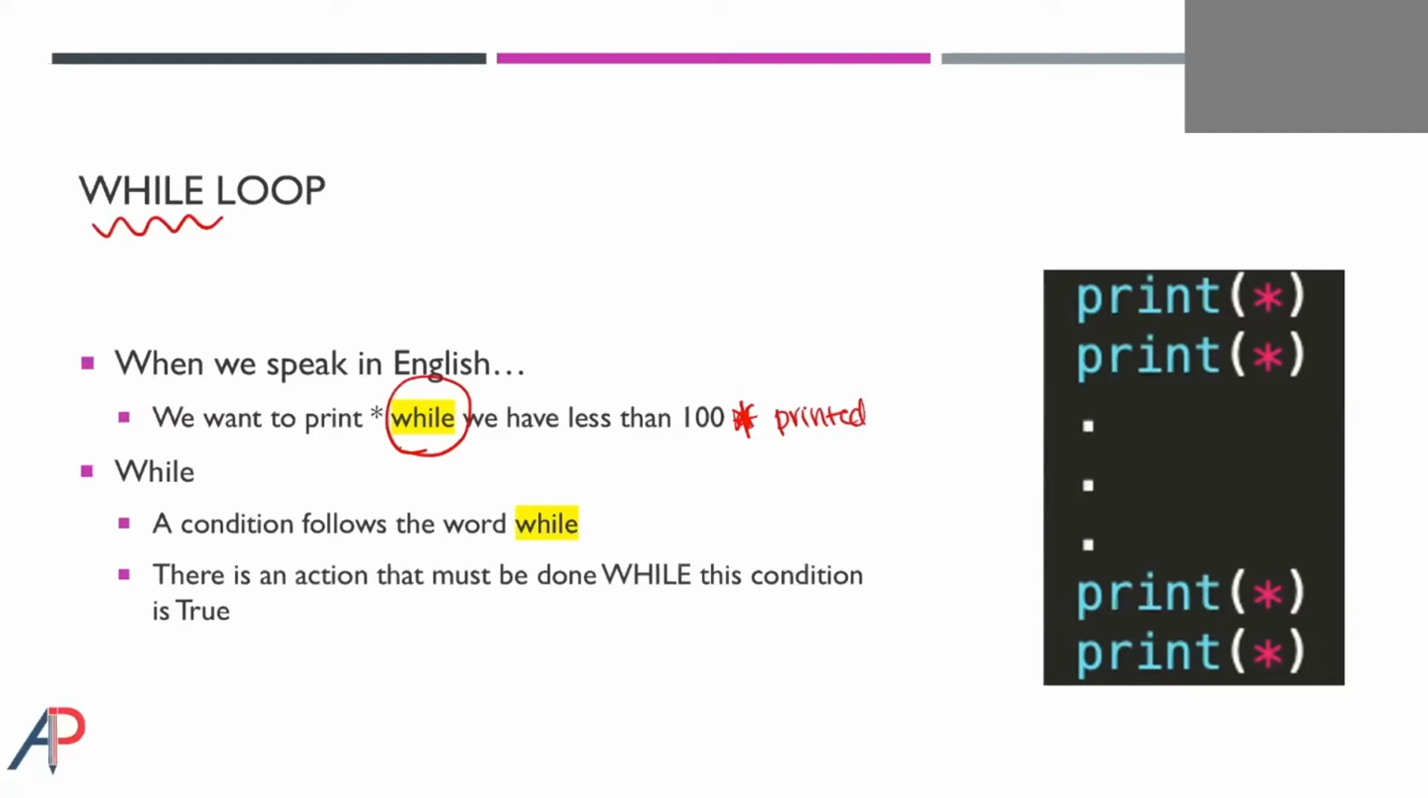For the while loop, we have a condition that follows the word while. We've talked about conditions for about three weeks now. It's kind of like an if statement, but instead of if, we have while. So while this condition is true, keep going. In our case, while we have less than 100 asterisks printed is the condition following the word while.